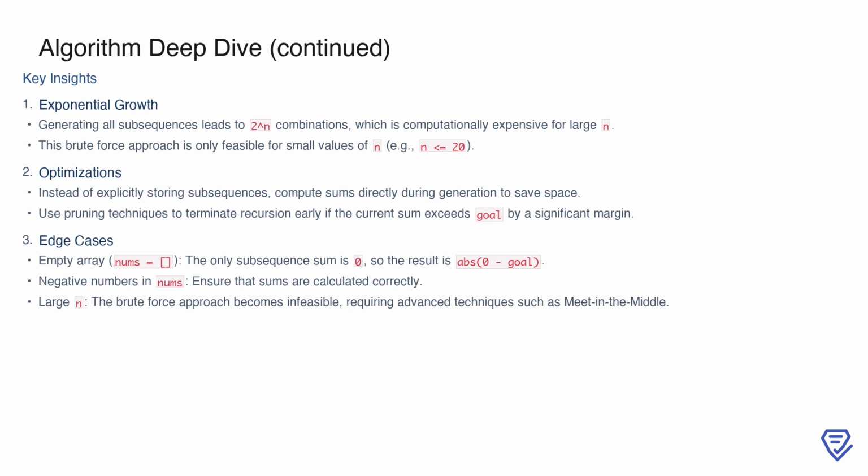Another optimization involves pruning, where we terminate the recursion early if we know the current sum has already diverged too far from the goal. Additionally, we need to account for edge cases. For example, if the array is empty, the only valid subsequence is the empty subsequence, which has a sum of 0. For arrays with negative numbers, we must ensure that sums are calculated correctly. Finally, for larger arrays, brute force simply becomes impractical, and more advanced techniques such as the meet-in-the-middle algorithm are necessary to handle the exponential growth.